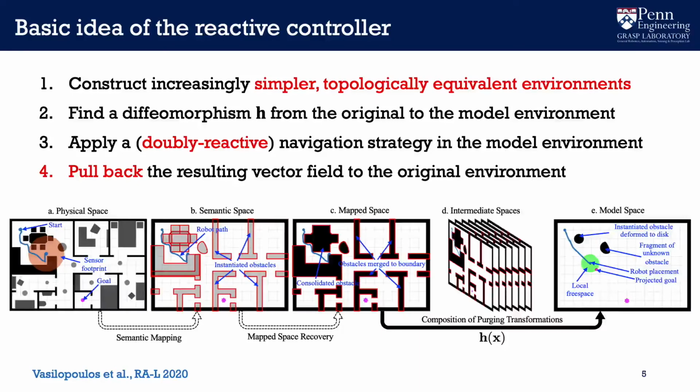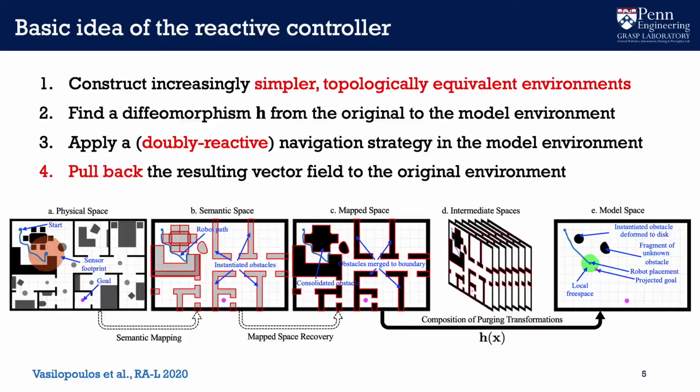To do this, except for the physical space that the robot discovers as it navigates to its goal, we also define the semantic space that includes all recognized familiar obstacles and the observable portions of unknown obstacles, the mapped space where all overlapping obstacles in the semantic space are consolidated in real time, and finally, through a series of intermediate spaces, the model space, where all mapped space obstacles are either transformed to disks or merge to the workspace boundary to form a convex environment.